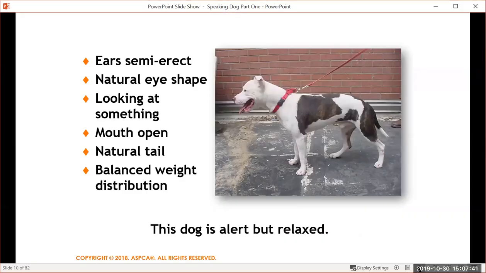Okay, so let's break this dog down. His ears are semi-erect. His eyes, to the best that we can tell, are pretty natural looking. He's clearly looking at something. His mouth is open. His tail is pretty natural and relaxed looking, and his weight is fairly well balanced. So given that he's looking at something and his ears are erect, we probably assume that he's alert, he's paying attention to something, but he's still relatively relaxed.